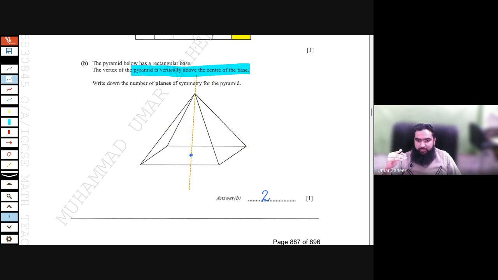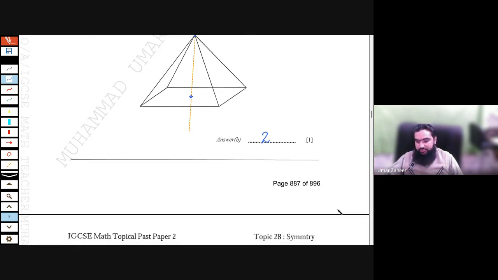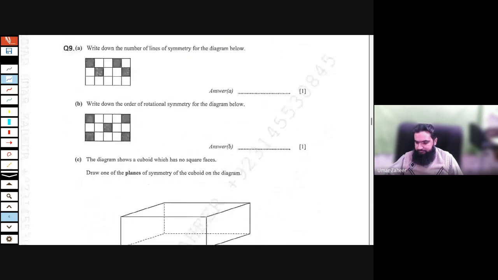It is only possible if the point is above the center of the base. If this point or line is not above the center of the base, then obviously this is not possible. We have zero rotational symmetry then.